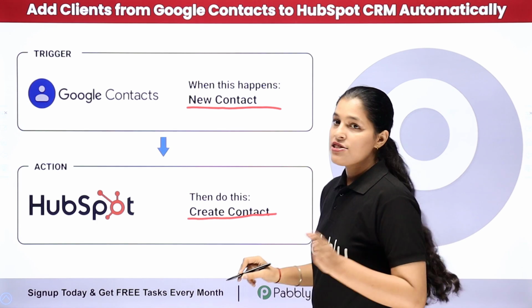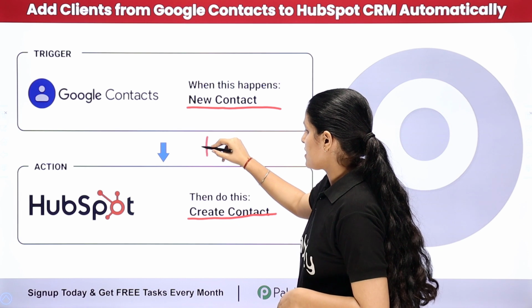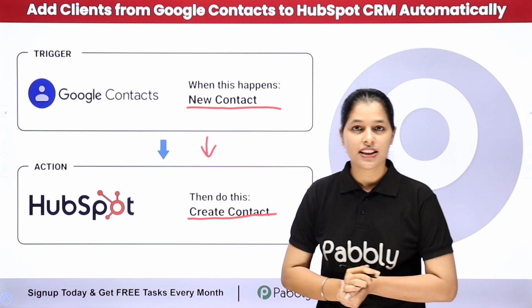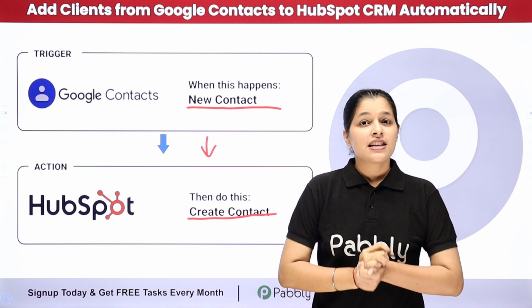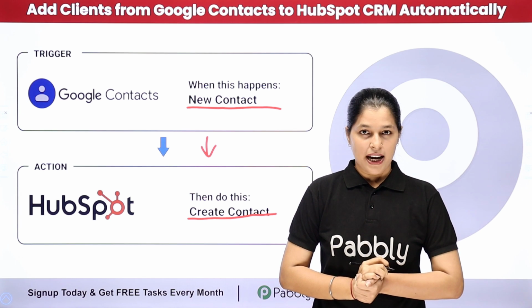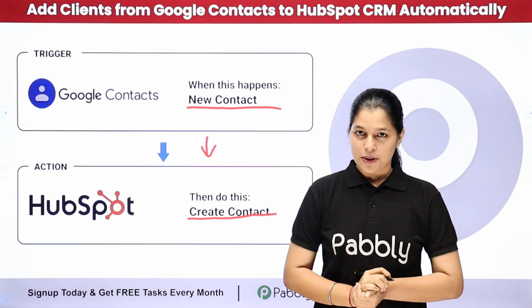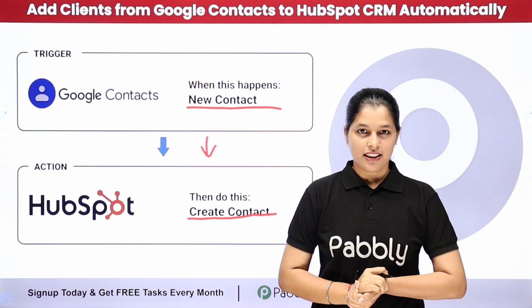For making the connection between Google Contacts and HubSpot CRM, I am going to use a software that is Pabbly Connect, which is an amazing automation and integration platform. So if you also want to build this automation, then let me take you towards my screen.